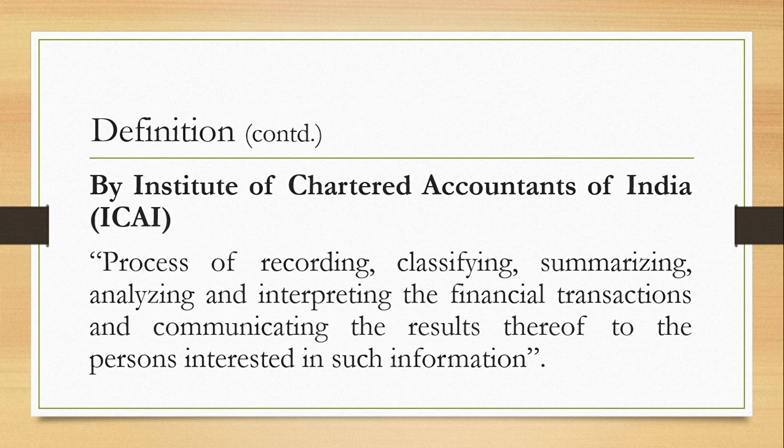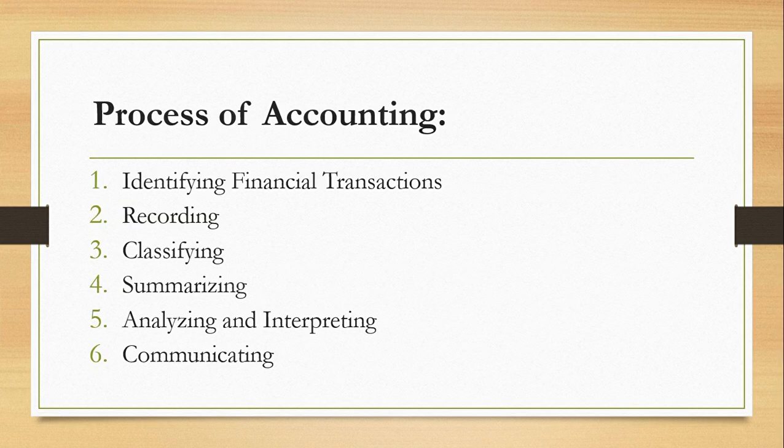I hope you have understood what accounting is, and now let us move on to the process of accounting. As we have already discussed in the definition, the terms we discussed are recording, classifying, summarizing, and then we have added a few more terms: analyzing, interpreting, and communicating. All such words that we have used are the actions that we do in the process of accounting. These are basically the steps that we need to follow, and these steps are in sequence. We cannot change the sequence as per our own will.